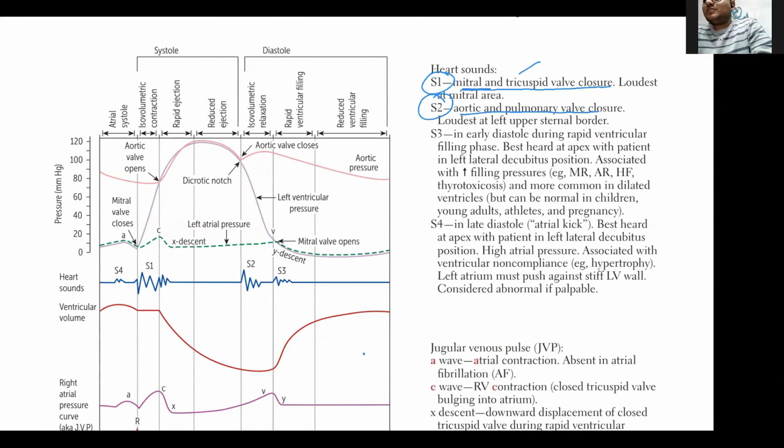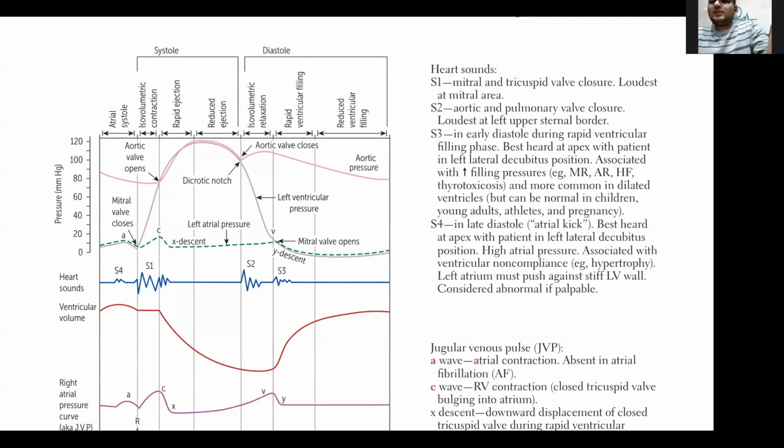S1 is the mitral and tricuspid valve closure. S2 is the aortic and pulmonary valve closure. Okay, we discussed the 2 very important MCQs here. S1 is in the isovolumetric contraction, and S2 occurs in the isovolumetric relaxation. That is a very important MCQ.